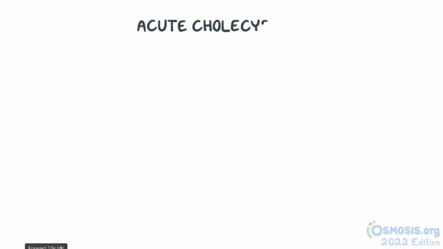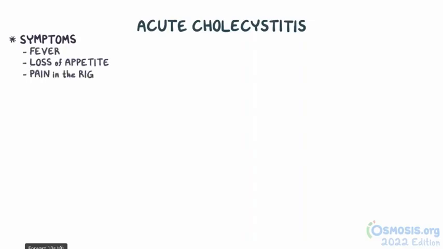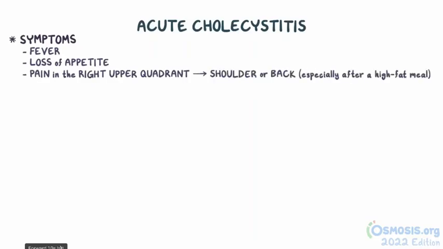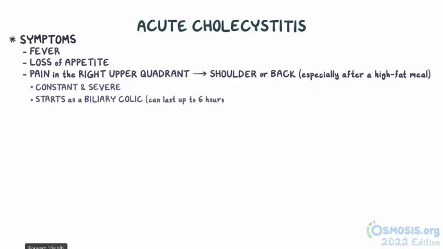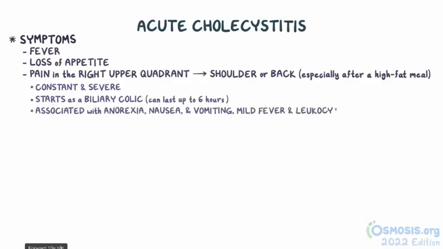With acute cholecystitis, the symptoms are usually severe, and the individual has a fever, loss of appetite, and pain in the right upper quadrant, which can radiate into the shoulder or back, especially after a high-fat meal. Typically, the pain is constant and severe, and it usually starts as a biliary colic, but it can last up to 6 hours, and it's associated with anorexia, nausea, and vomiting, as well as a mild fever and leukocytosis.